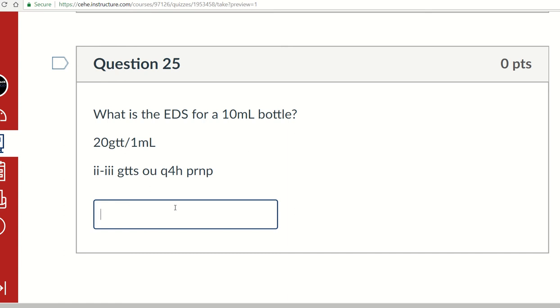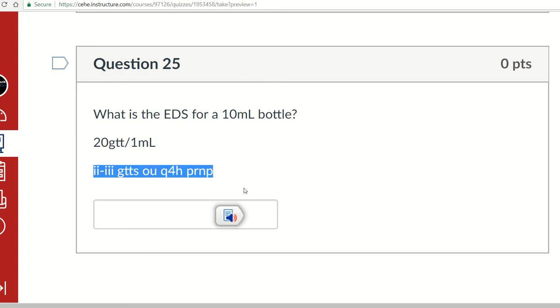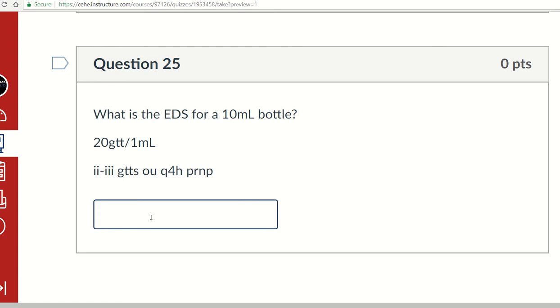So you got to convert here to drops. 10 mLs times 20 drops per ml, 200 drops. And we figured out they use 36 drops in a day. 200 divided by 36 will give you EDS.